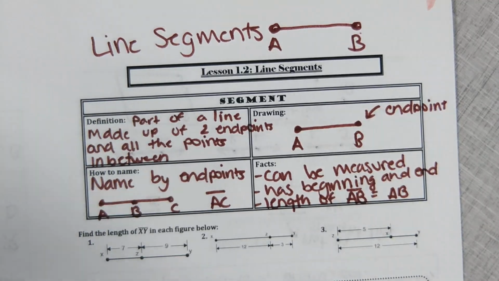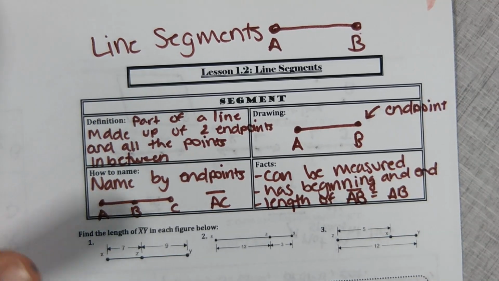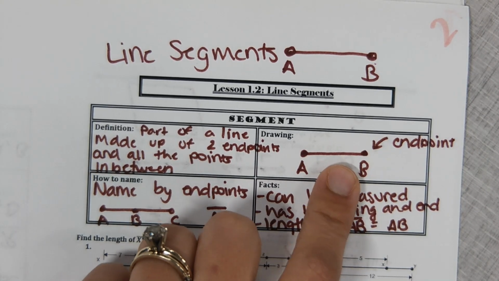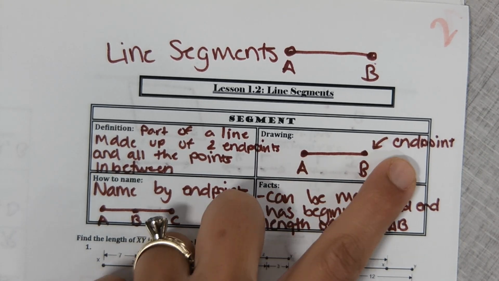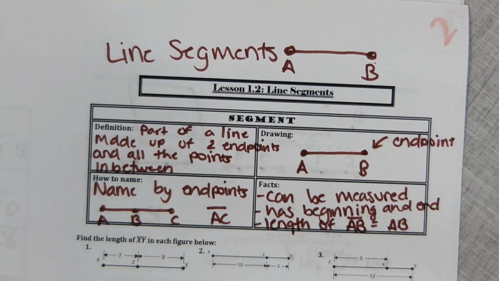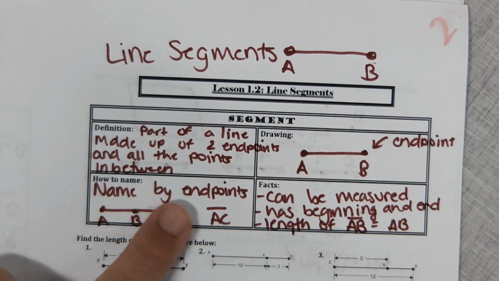We'll also be bringing in some math and some numbers. I know yesterday's lesson was more about vocabulary. This one will seem like math because we're using numbers. So this is what a line segment looks like. These two points on the end are called endpoints, and they're usually labeled with a letter like this. And when you name a line segment, you name it by its endpoints.